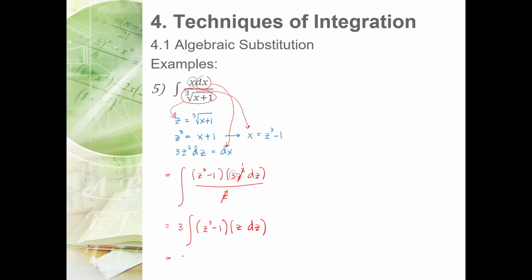So next, we expand it further. 3 integral of z to the power of 4 minus z, and then dz. So this can be integrated easily. So what we now have is 3z to the power of 5 all over 5 minus 3z squared over 2 plus c.